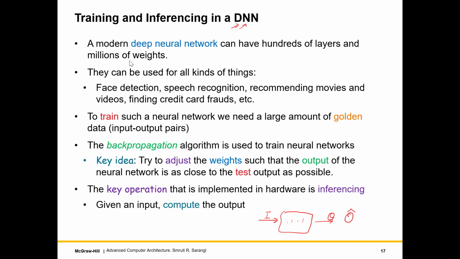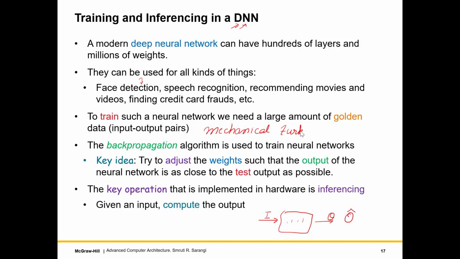So of course, such large networks can be used for all kinds of things. They can be used for face detection, speech recognition, movie recommendation, finding credit card frauds, and so on and so forth. To train such a neural network, we would need the golden data, and that is why there are a lot of people who are called mechanical Turks. The idea of a mechanical Turk is basically to generate such golden data, right?